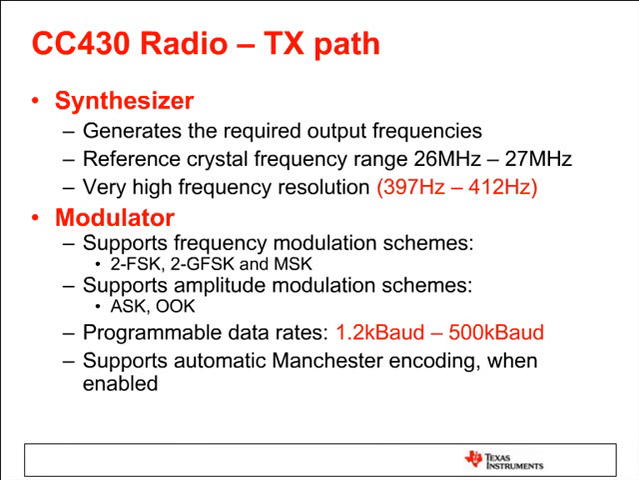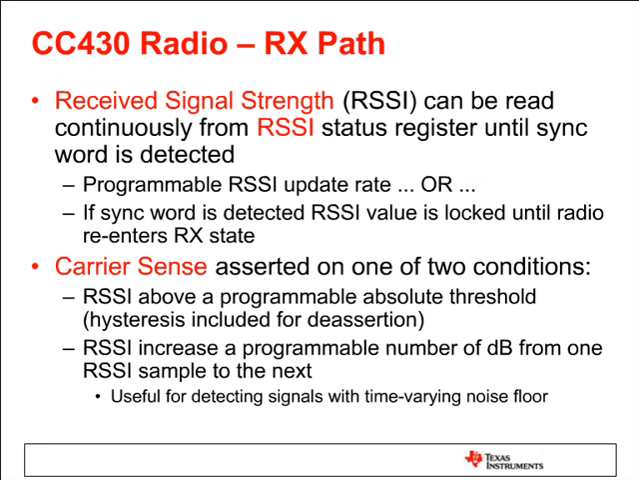The modulator support includes frequency shift keying and amplitude shift keying, but it's got variations of both. So you can do the 2FSK, the Gaussian FSK, and then the minimum shift keying on the frequency side, and then you have the full scale amplitude shift keying, or just your on-off keying. The programmable data rates go all the way from 1.2 to 500K baud, and it supports automatic Manchester encoding.